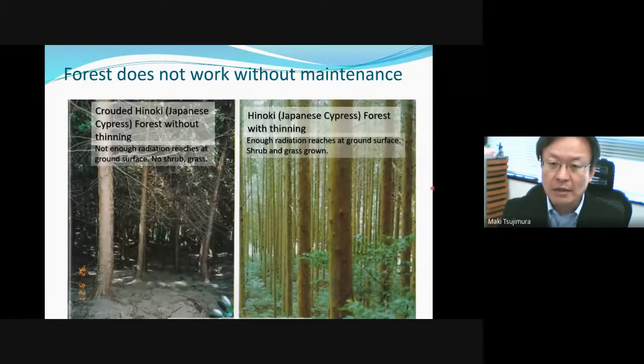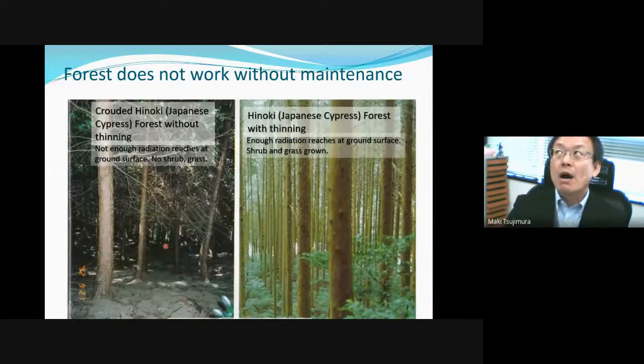And on the other hand, in a hinoki Japanese cypress forest with enough thinning, enough radiation reaches the ground surface. Therefore, a lot of shrub and grass grow on the ground. Okay, this is a very typical comparison between the crowded hinoki forest without thinning and the hinoki forest with thinning, with maintenance here on the right-hand side, and without maintenance on the left-hand side.